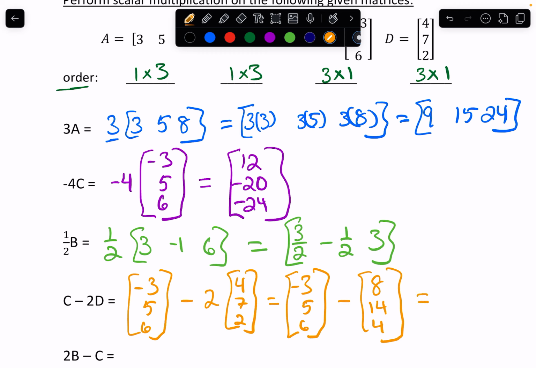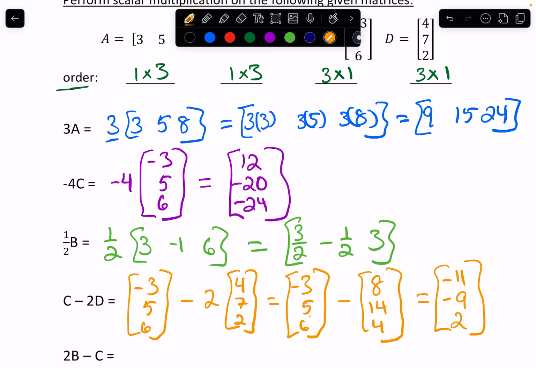And now we do the subtraction. -3 minus 8 is -11. 5 minus 14 is... no, hold on. 5 minus 14 is -9. Not sure where I got the 13 from. 6 minus 4 is 2.